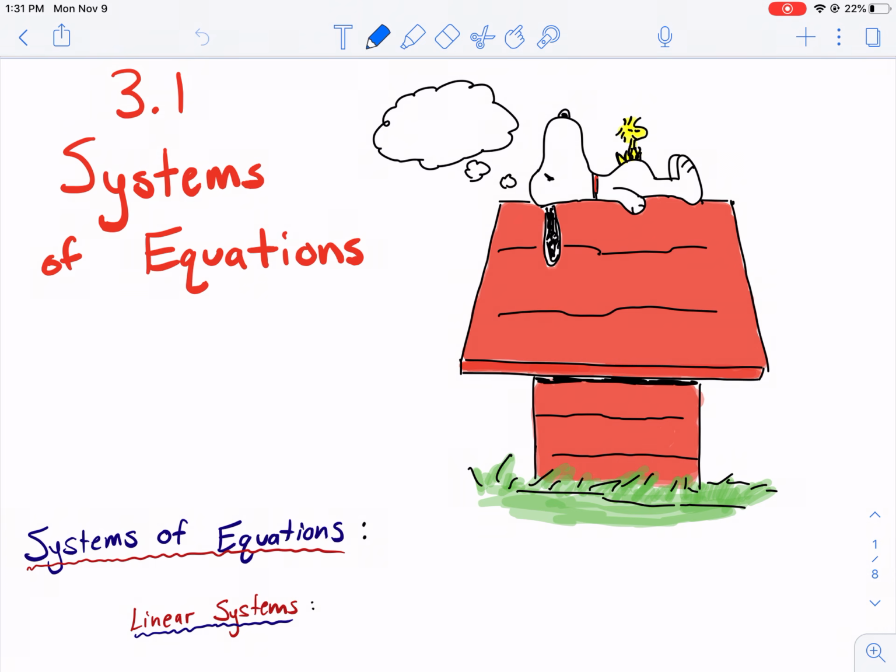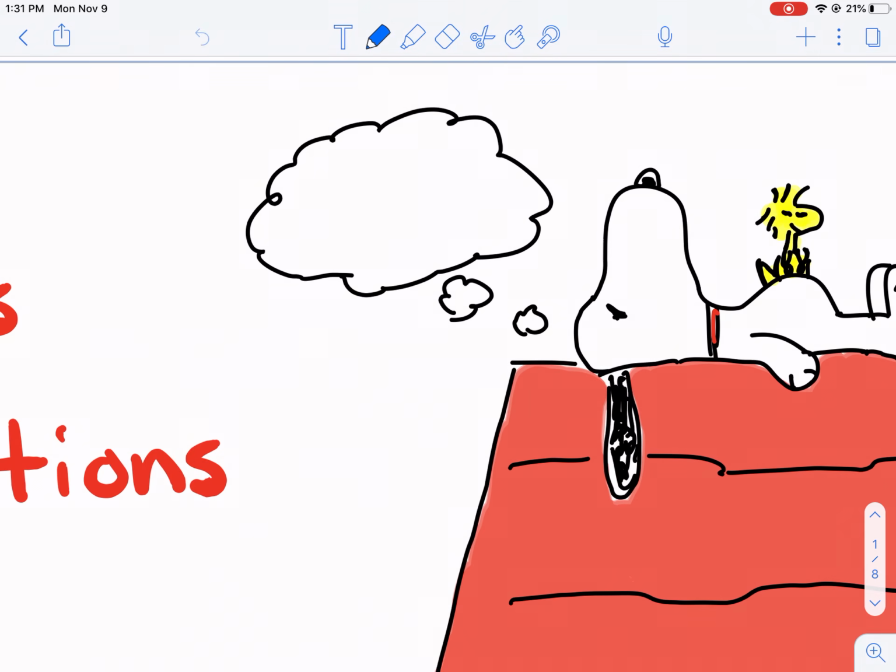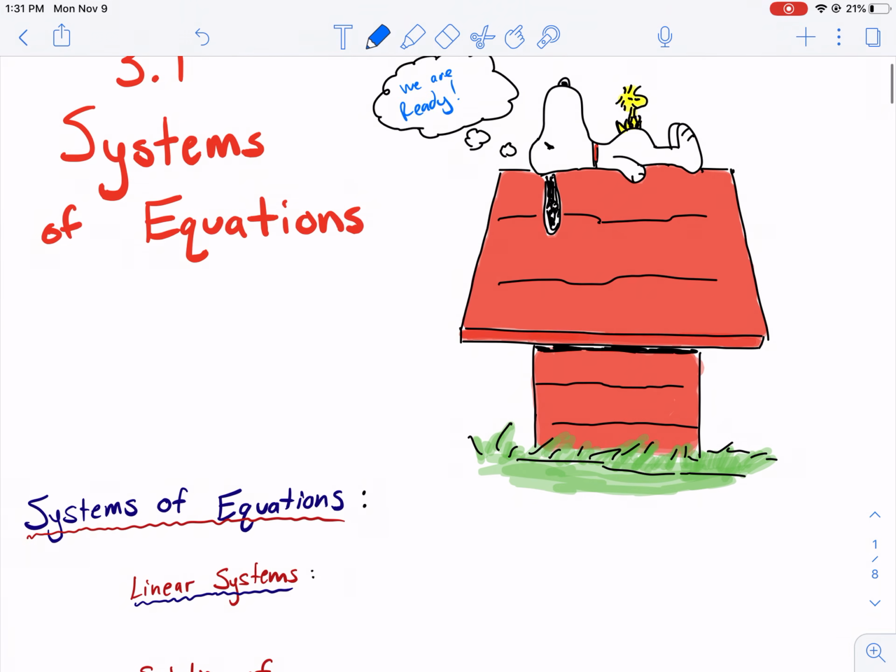We are in November heading towards Thanksgiving, so we got Charlie Brown themed things. Go ahead and write in. What are we thinking right now? We are thinking we are ready to start this lesson. But it doesn't look like Snoopy's ready.